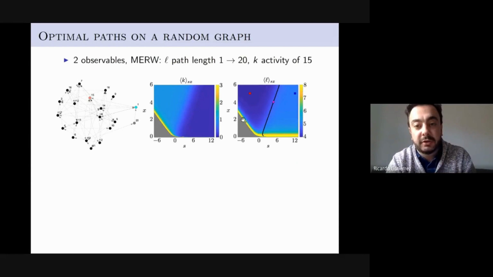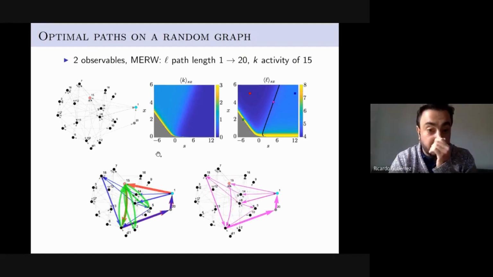So we set ourselves at these values. You see this green star. For this value of S and X, we explore both the length and the activity of node 15, which means how frequently you go through node 15 every time you go back to node 1. And what we find is that in both cases, it's very large. And if you study the Doob transform, these green lines correspond to the green points, so these are the green arrows here. The green arrows are just telling you that for that value, you're basically jumping from node 15 to a neighbor and back.